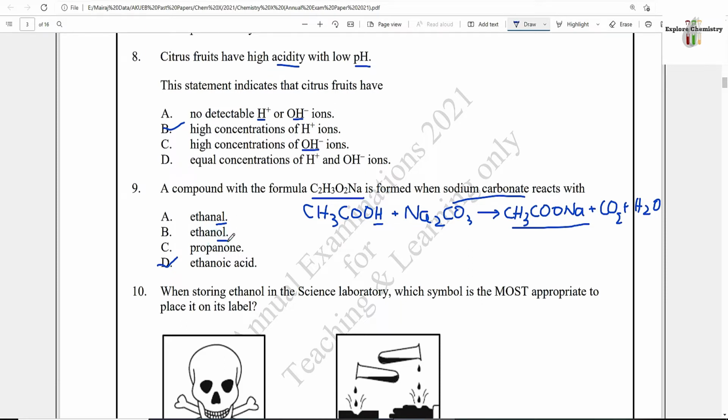Because of its name. If al is written at the end of any name, it represents the aldehyde functional group. If ol is written, it represents the alcohol functional group. If one is written, it represents the ketonic functional group. If oic acid is written, it represents the carboxylic acid functional group. So D is the answer.